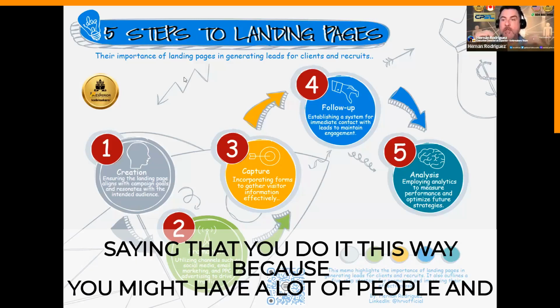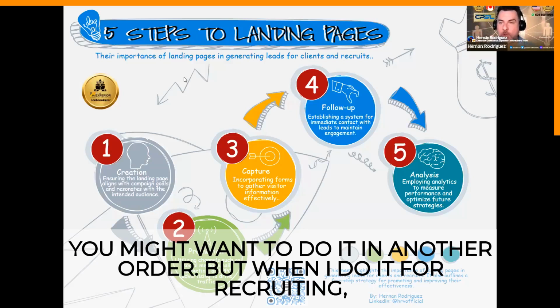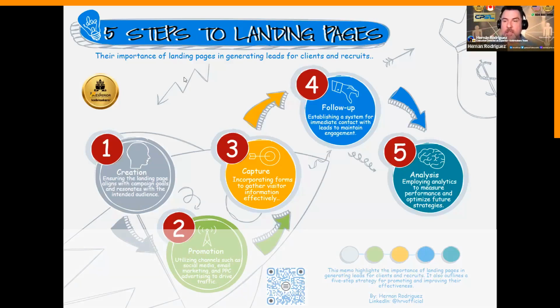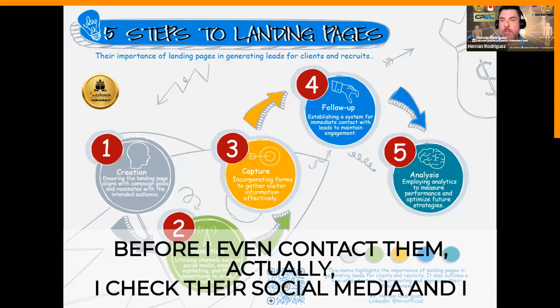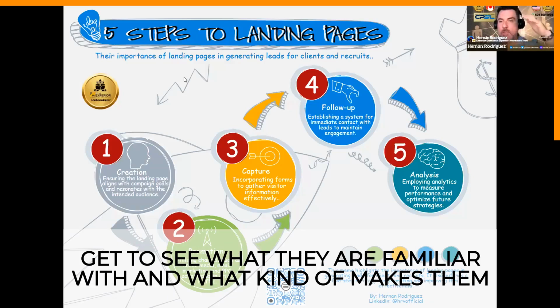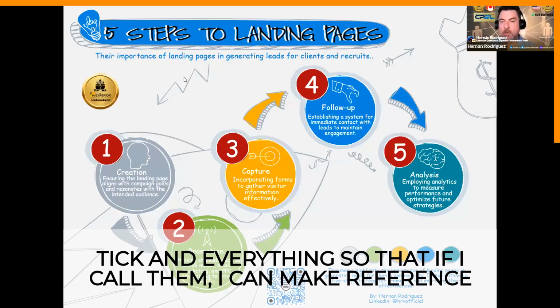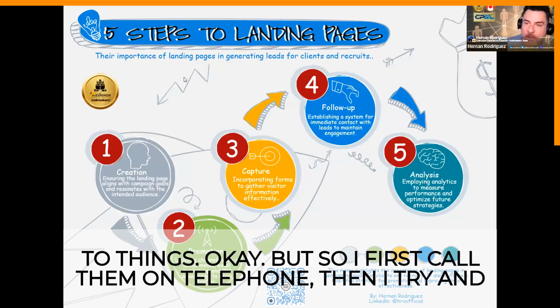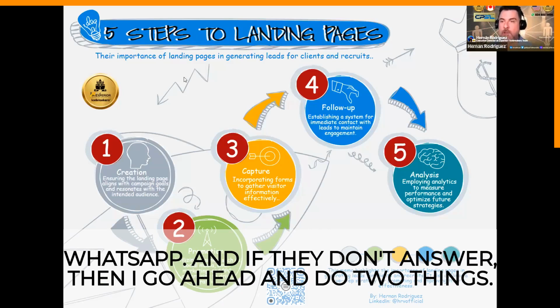I'm not saying that you do it this way, because you might have a lot of people and you might want to do it in another order. But when I do it for recruiting, before I even contact them, I check their social media and get to see what they are familiar with and what makes them tick, so that if I call them, I can make reference to things, okay? So I first call them on telephone, then I try on WhatsApp, and then if they don't answer, I go ahead and do two things.